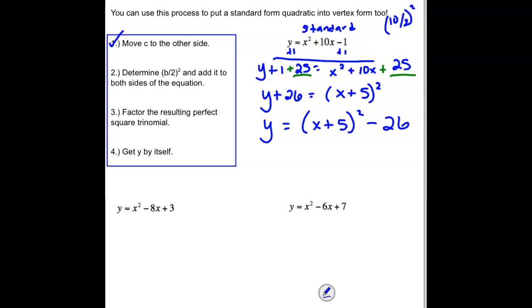So now it is in vertex form, and we can identify the vertex. This is a transformation that's moved left 5 and down 26. So our vertex would be at -5, -26. Okay, now it didn't ask me for the vertex, but that's why we do this, so that we can convert it to vertex form. Easy to find that vertex if we need it.